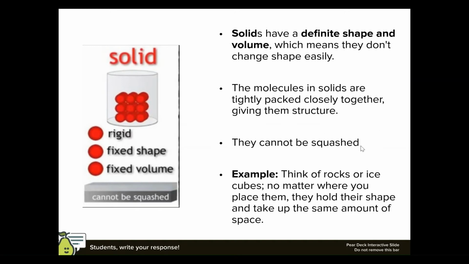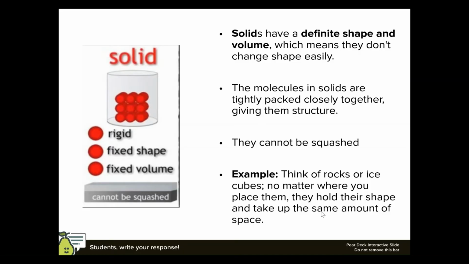This also means that they can't be easily squashed. And they can't be squashed because they're already squashed. They're as squashed as can be. They're not really moving much. They're just vibrating in place. Here's an example. Think of rocks or ice cubes. No matter where you place them, they hold their shape and take up the same amount of space.